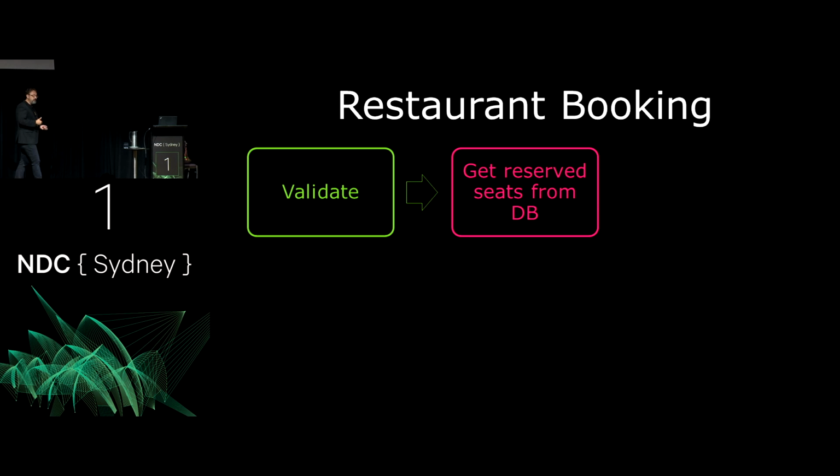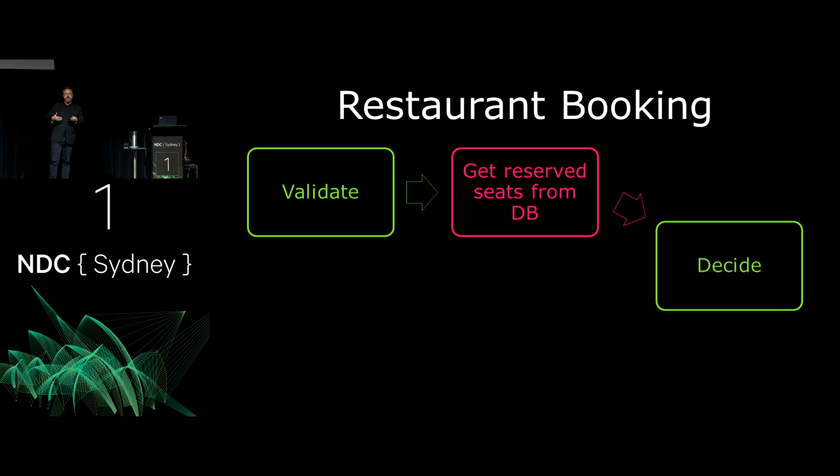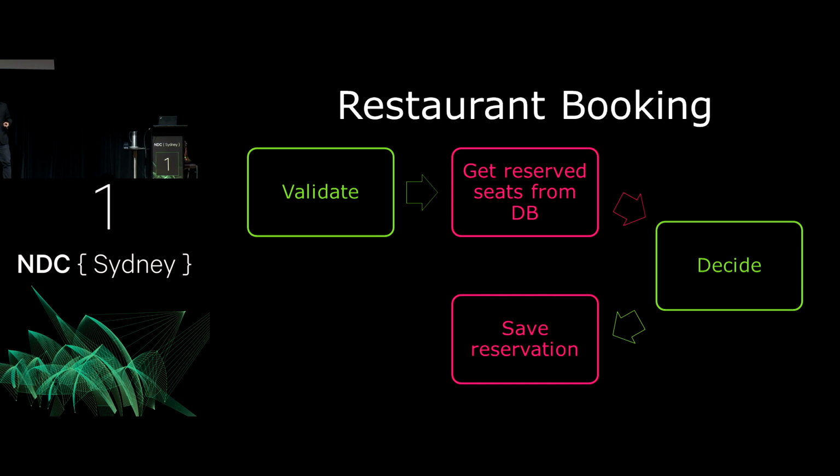Now we have enough information to make a business decision. Do we actually have enough excess capacity to accept the reservation? If we have, we can save the reservation into the database so that it becomes part of the decision when the next request comes in. We might be short-circuiting in various ways at various steps here, because if we can't validate, there's no reason to go through the rest. If we decide that we can't accept the reservation, there's no reason to save it into the database. So we might short-circuit at various points, but I'm not showing those arrows.